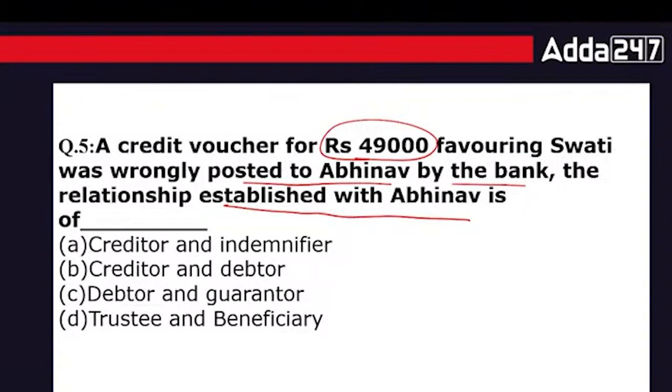Here what is the question? A credit voucher for rupees 49,000 favoring Swati was wrongly posted to Abhinav by the bank. Now what kind of relationship is there? Tell me what is the right answer. That is option A is what? C.